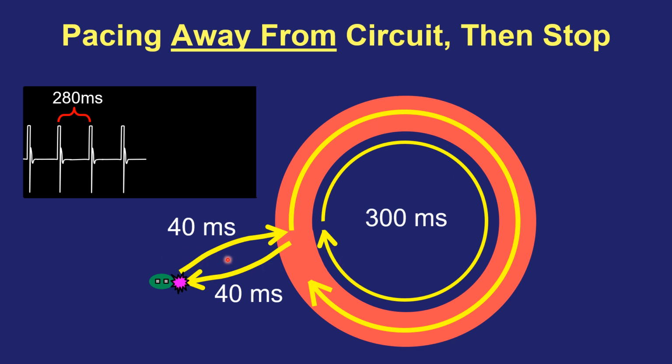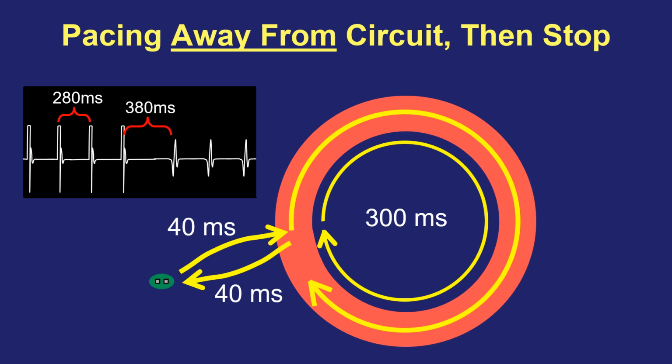Now I have drawn this as if the entrance and the exit are next to each other, but the same principle applies. If I had to go to the circuit in this location, it went around the circuit and it exited in a different location, there still is the extra time that it takes to get to and from the circuit. So your post-pacing interval in this case is going to be longer than the tachycardia cycle length.